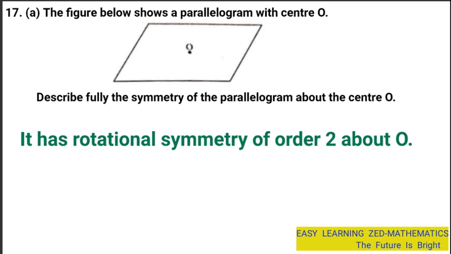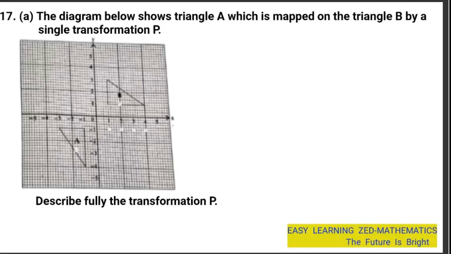Okay, now let's go to question 17b. This should be 17b, not A. The diagram below shows triangle A, which is mapped on the triangle B by a single transformation P. Describe fully the transformation P. So question 17b was the diagram below shows triangle A, which is mapped on the triangle B by a single transformation. They're asking us to describe fully the transformation P.